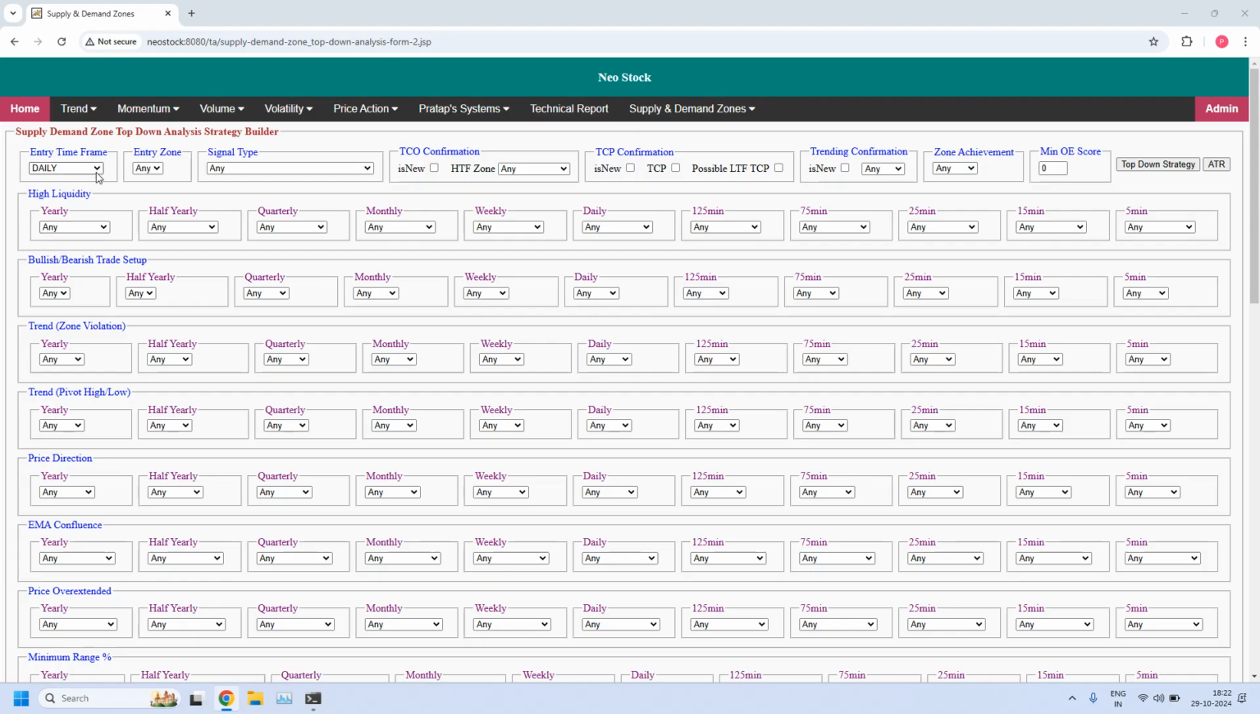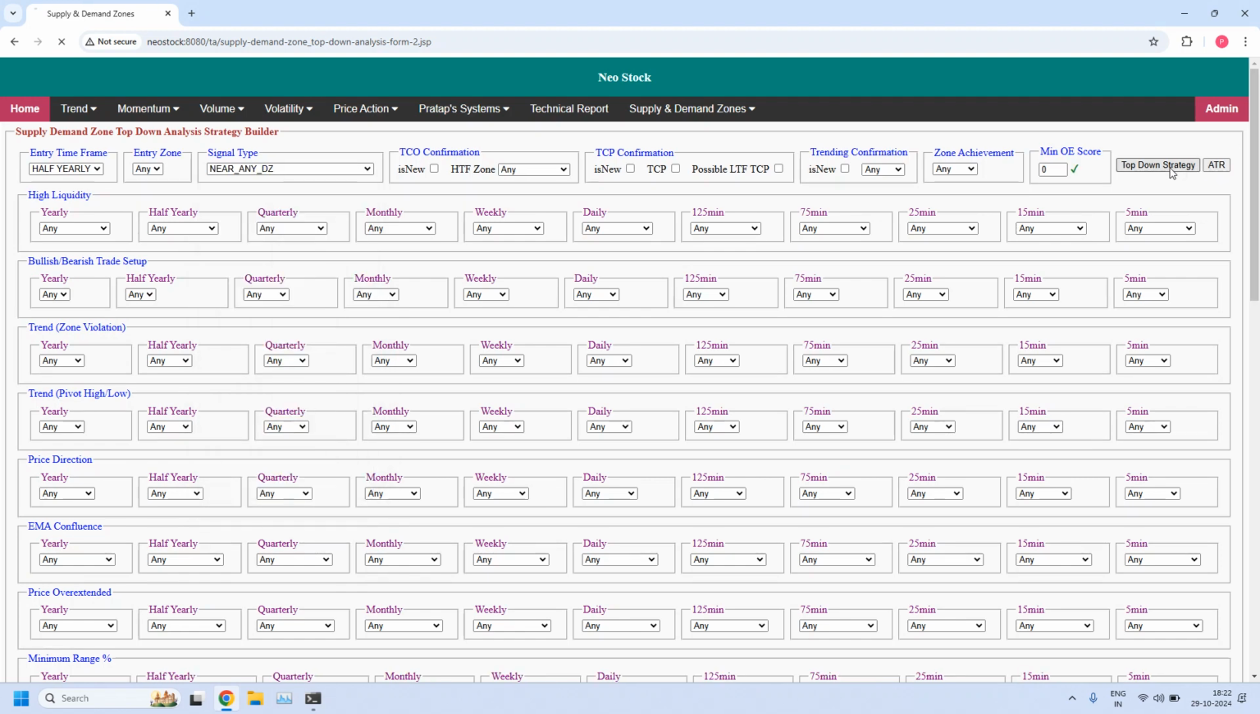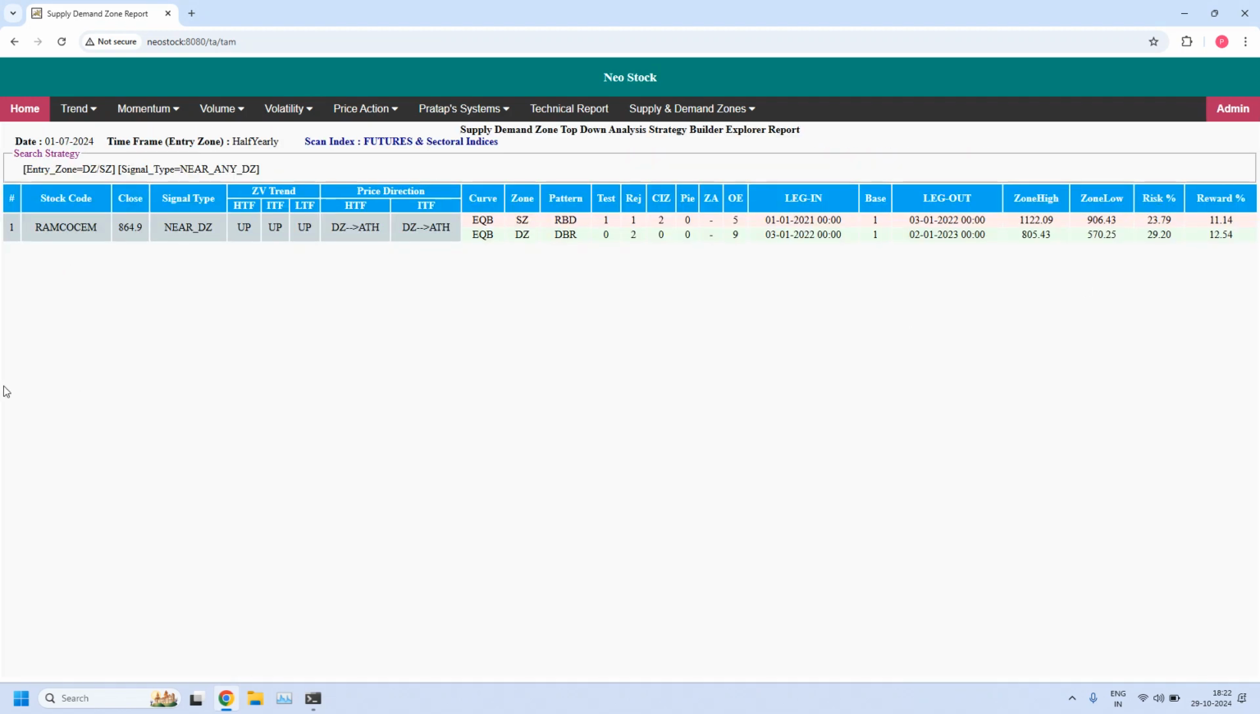Okay, let me start with half yearly time frame. Let's find the stocks near half yearly demand zone. Only one stock is filtered near to the half yearly demand zone. I'm giving you only few seconds time to watch the report, so I request you pause the video, and once you study the report, you can further proceed with the remaining reports.